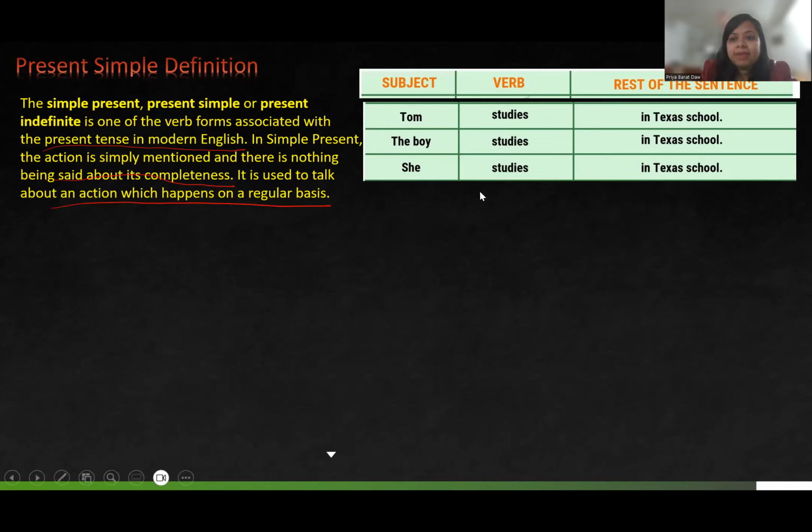So here are some examples. If we discuss a sentence, how can we arrange it? First we place the subject, then the verb, then the rest of the sentence. The subject is Tom. Tom studies in Texas school. Studies is the verb. In Texas school is the rest of the sentence. Like that: the boy studies in Texas school. She studies in Texas school. So these are examples of present simple.